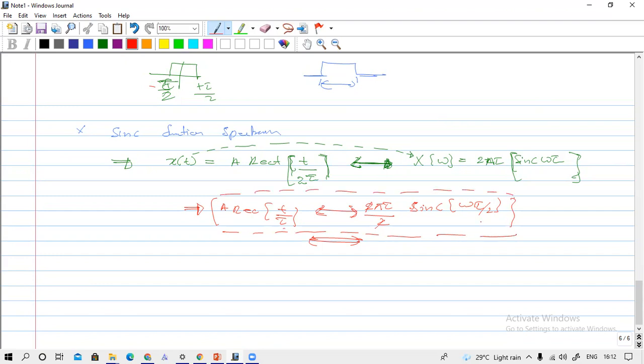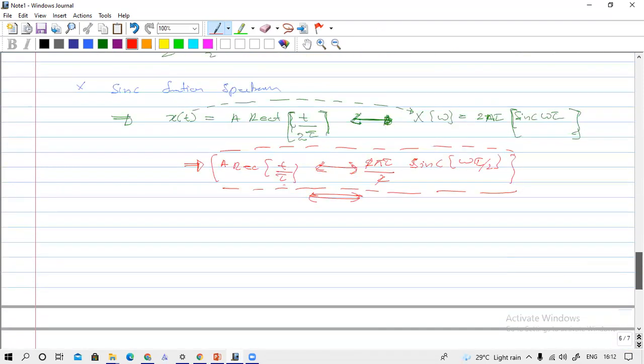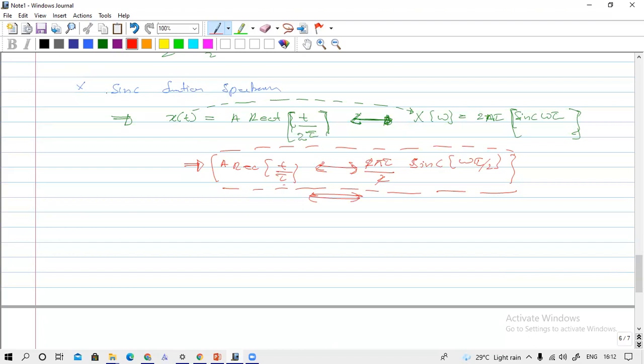This is a very important result in communication systems. Now our target is to find the sinc function spectrum. How can we find it? Say we have x(t), a time domain signal, which is a sinc signal. Let's say it is sinc omega naught t. We want to find the spectrum of this sinc function.